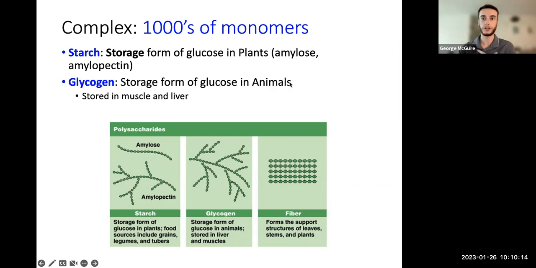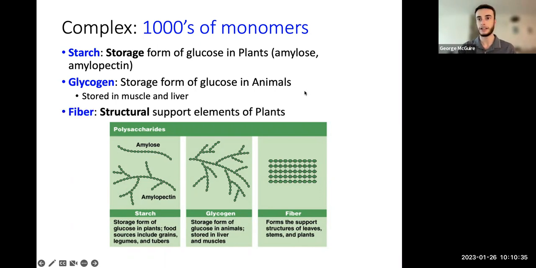So we store our excess glucose as glycogen, and mainly in our liver. Some of it gets stored in muscle. And so as far as consuming glycogen, you're really only getting that in your diet if you are eating liver. There's not a whole lot in muscle, so we're really not eating a lot of glycogen. We're mainly eating those other sugars from plants.